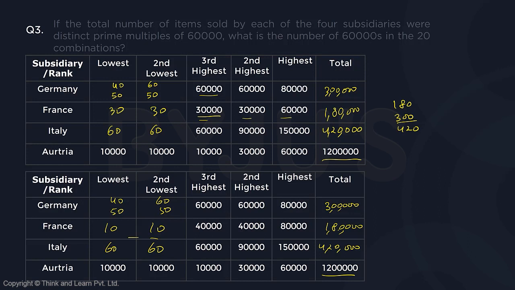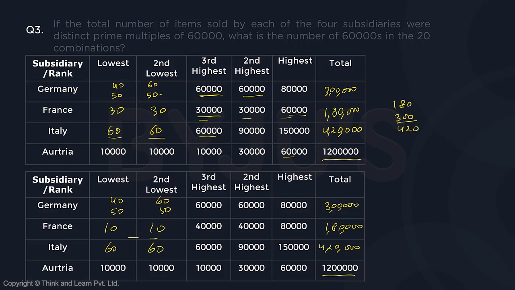So in the first case, 1, 2, 3, 4, 5, 6, 7, definitely higher, right? And in the second case also, even if I take this as 50-50, the mode will be 60,000 only. Clear so far? So this is what I am getting.